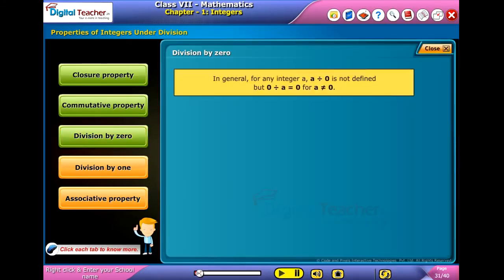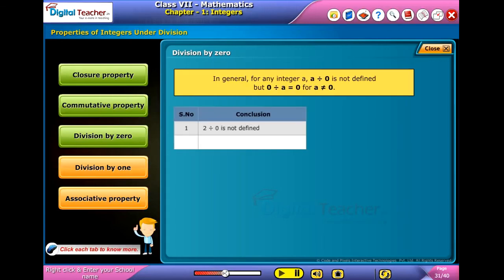Division by 0 is also not a property under division. In general, for any integer a, a by 0 is not defined, but 0 by a is equal to 0 for a not equal to 0. So, we conclude that anything divided by 0 is not defined, and 0 by any number is always 0. Its example is shown on the screen.